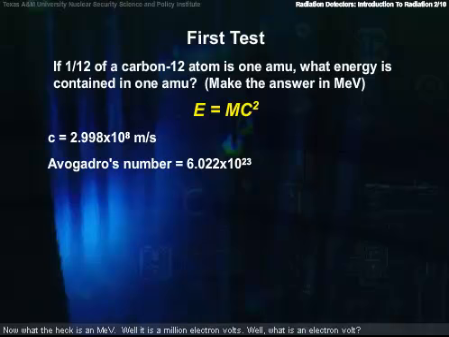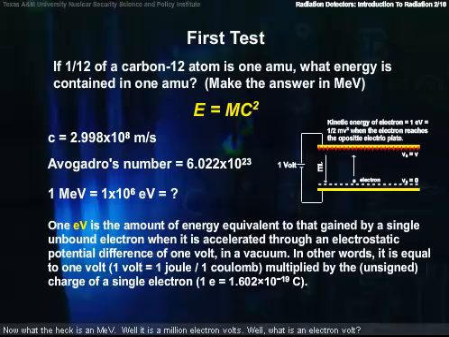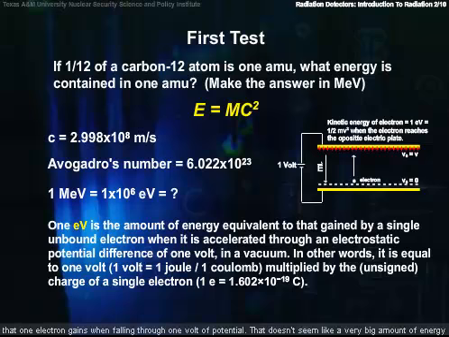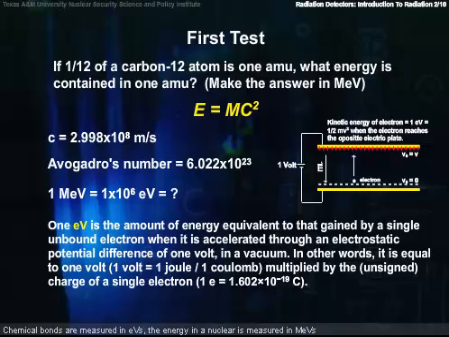Got it. Now what the heck is an MeV? Well, it's a million electron volts. Oh, okay. What's an electron volt? An electron volt is the amount of energy that one electron gains falling through 1 volt of potential. That doesn't seem like a very big amount of energy, and it's not. But in terms of molecular and nuclear stuff, it's about the right size. Chemical bonds are measured in EVs, and the energy in a nucleus is measured in MeVs, roughly speaking.